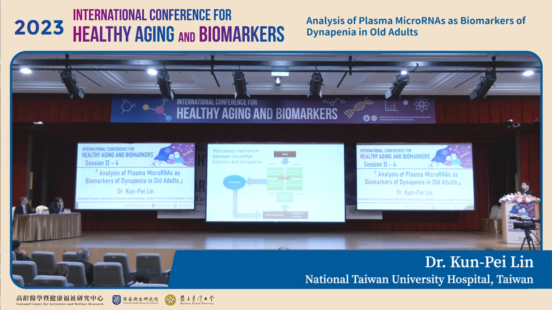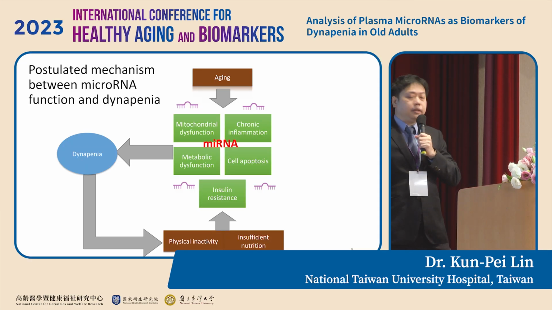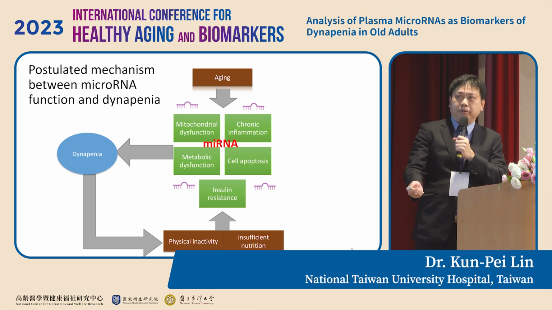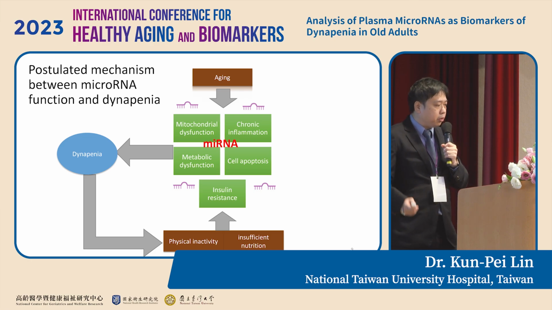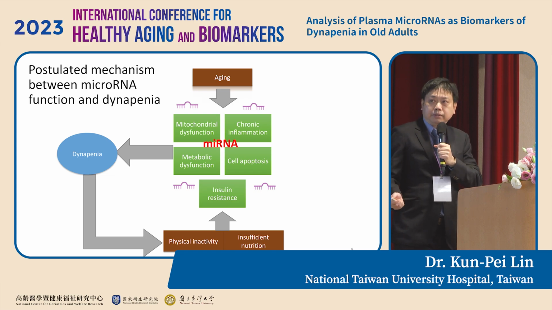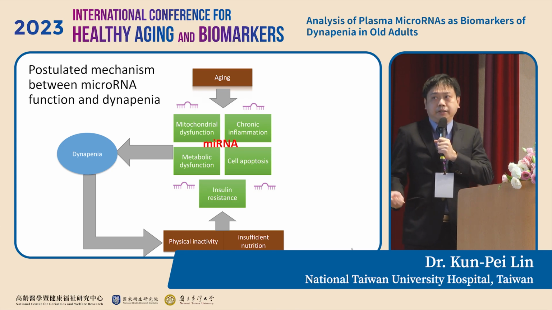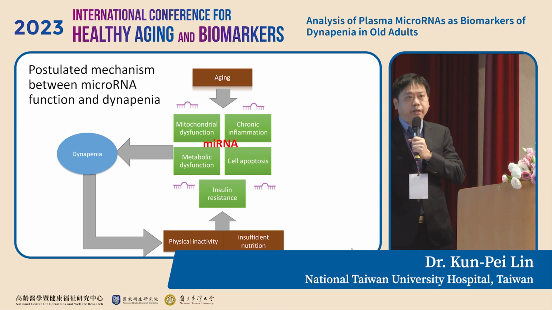This slide shows the postulated mechanisms pertaining to microRNA function and Dynapenia. When people age, there are physical changes that occur at the cellular level, such as mitochondrial dysfunction, chronic inflammation, metabolic dysfunction, cell apoptosis, and insulin resistance increase. They were found to be associated with microRNA regulation.